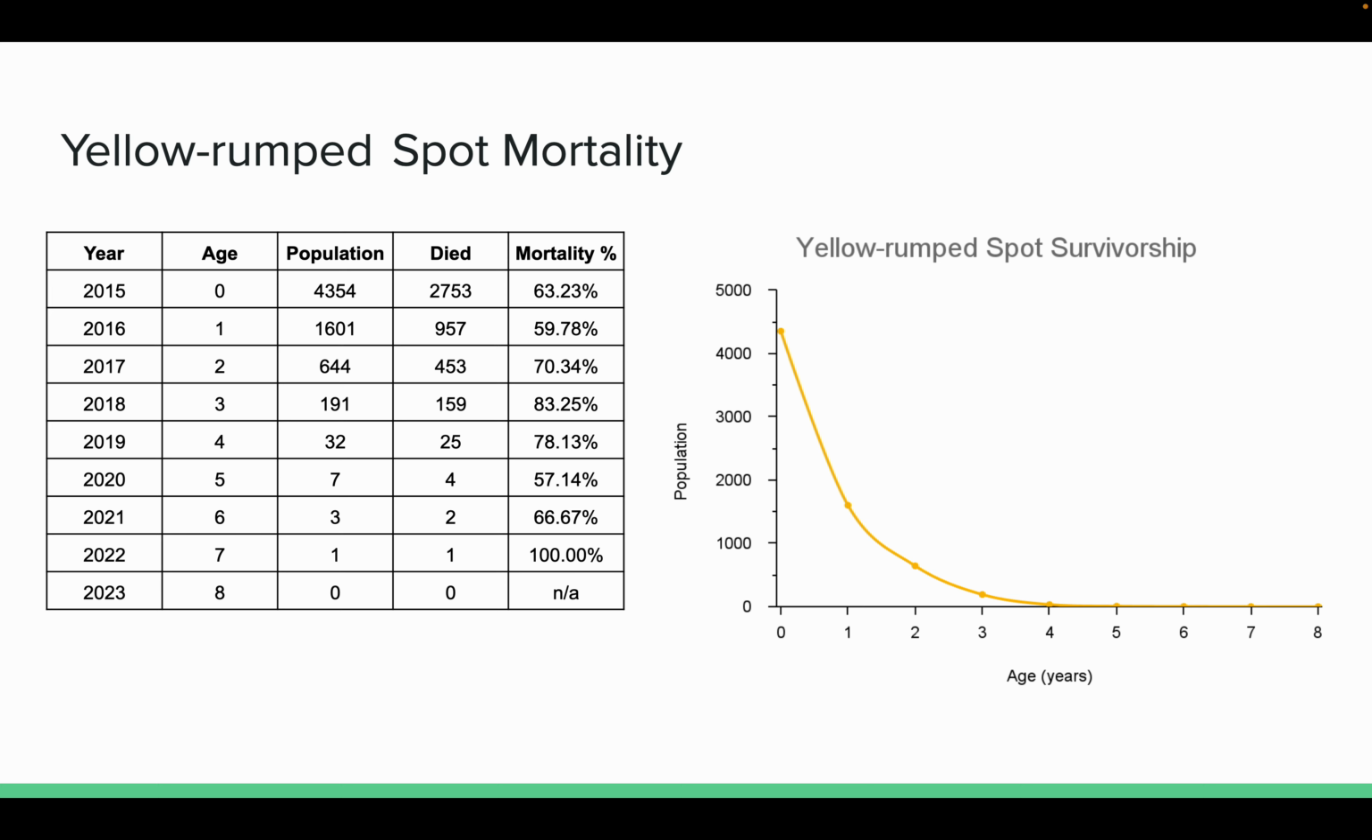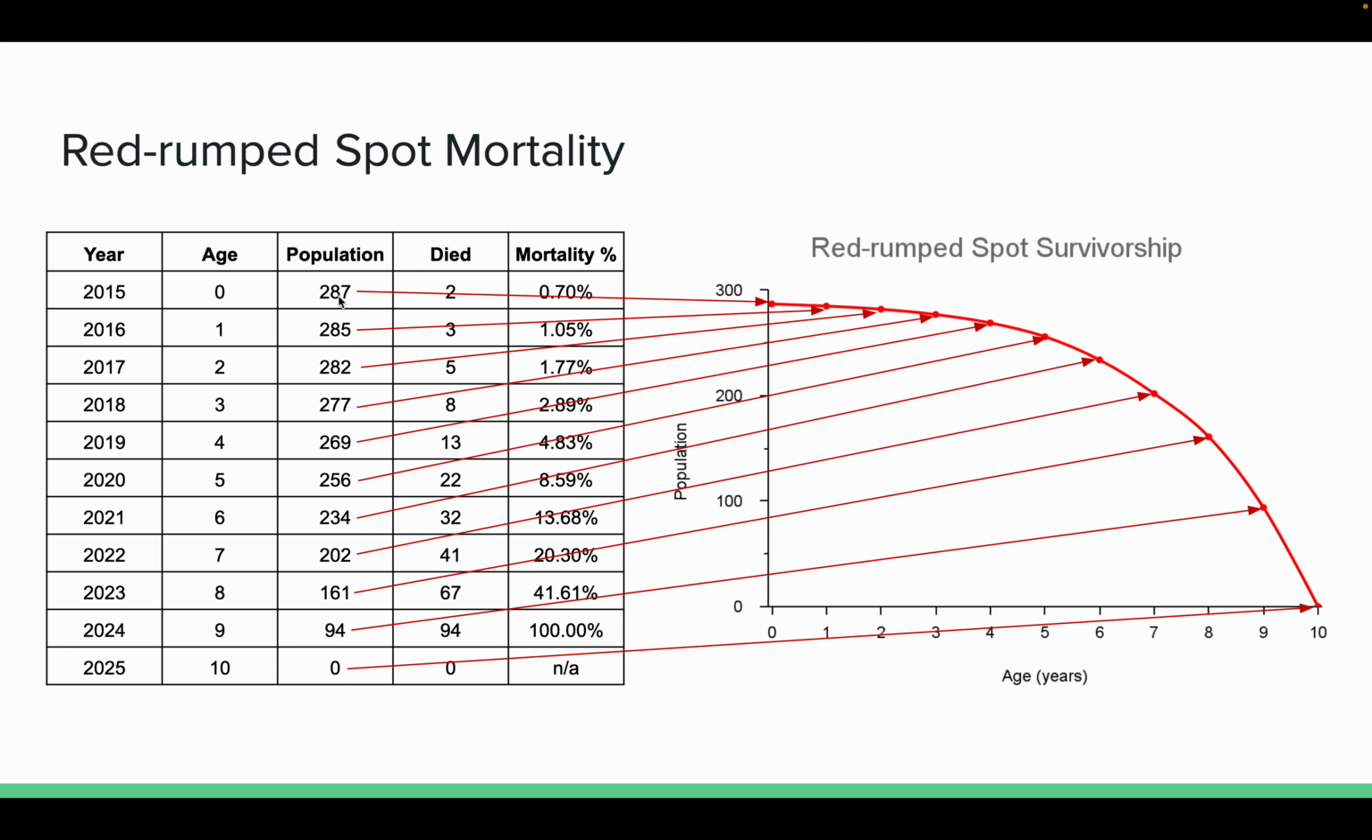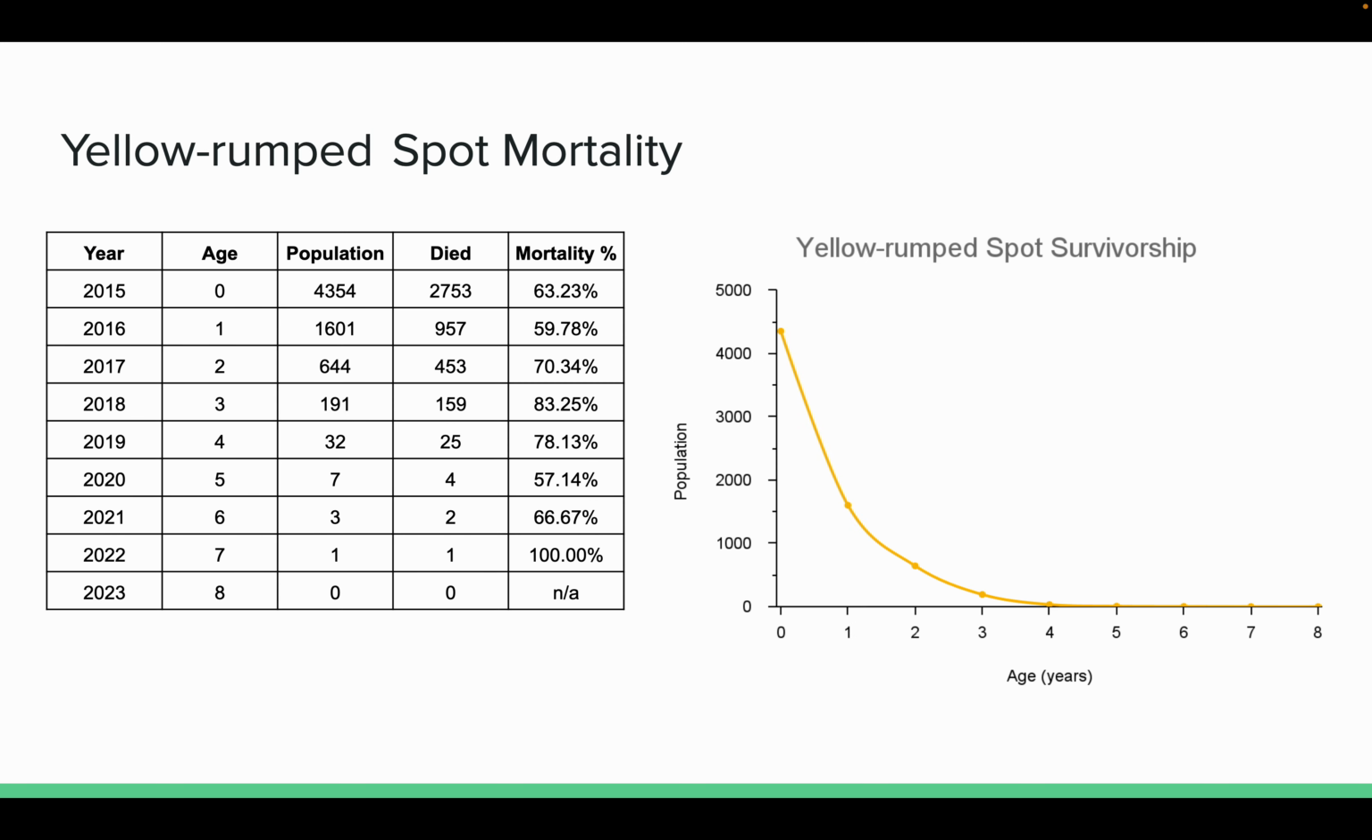Now, if we wanted to show these lines both on the same graph here, so we wanted to show that red curve that went like this, that would be a little bit tricky because our population sizes were different. Our curve would end up down here somewhere, I think. There was very few individuals. Let's just double check. Okay, we started with 287. So if we attempted to plot the red-rumped spot on this, the curve would be down here and it would go all the way out to 10 years instead. So that doesn't really give us much to work with.